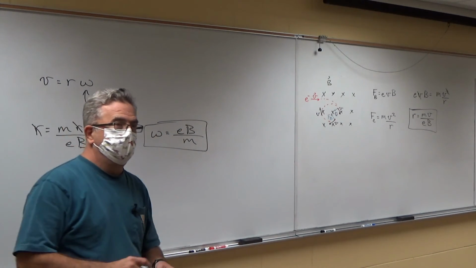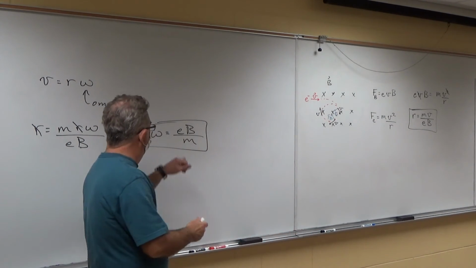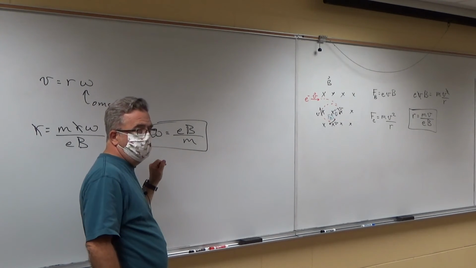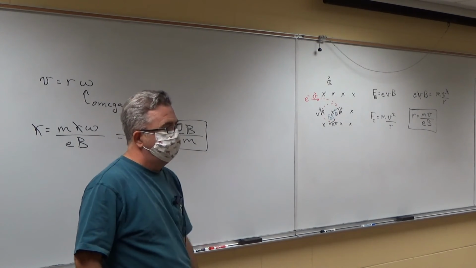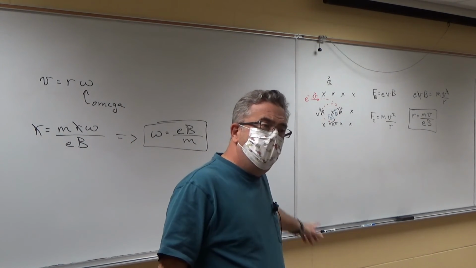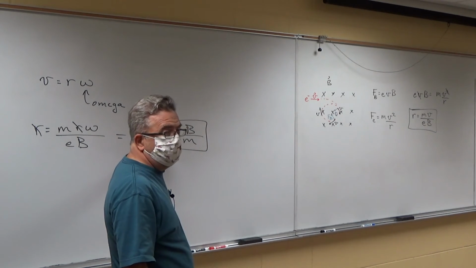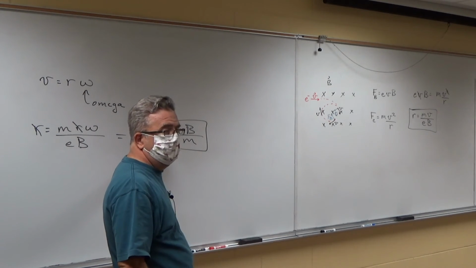That's also an important result, because you can figure out the angular frequency of the orbit just by knowing the charge, the field size, and the mass of the particle. The angular frequency or angular velocity is independent of the tangential velocity.